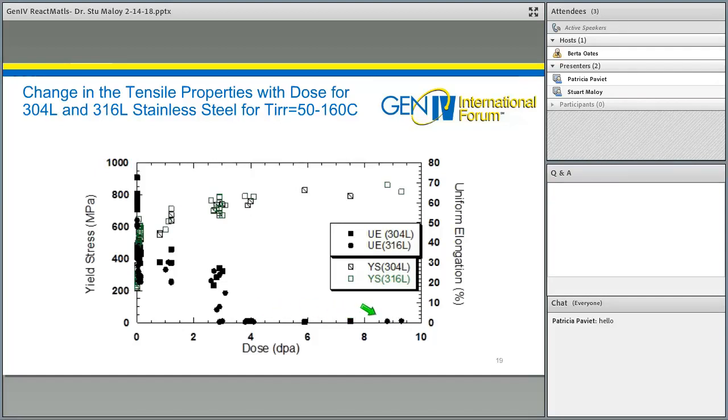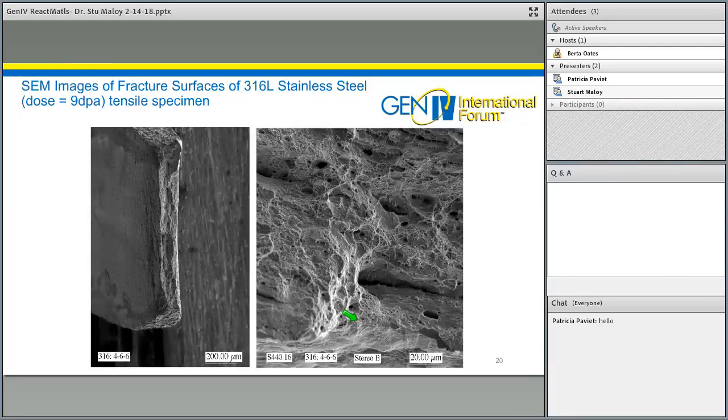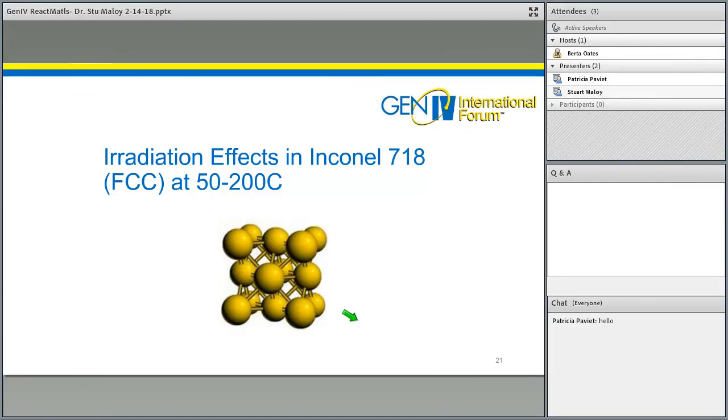And interestingly enough, even though the uniform elongation looks very low, this material is still failing in a ductile manner. So this SEM image shows a typical ductile fracture on the surface, but because the deformation is so localized, you end up with very low uniform elongation in the material. Now, Inconel 718, also a face-centered cubic material, its response to radiation is a little bit different.